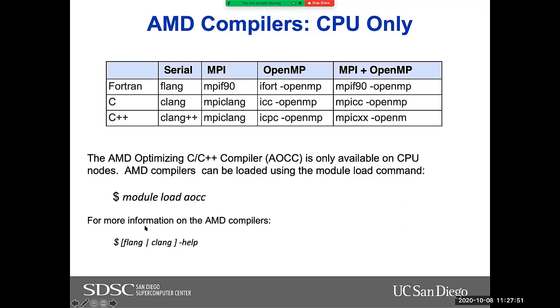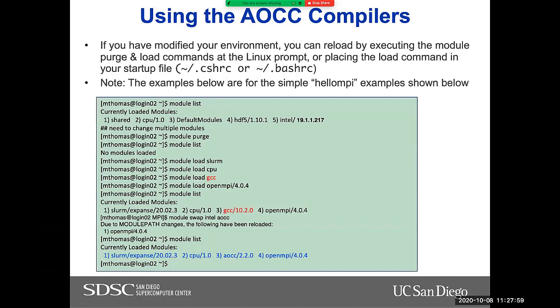So you can get compiler help, for example, for flang, clang, etc., using the help command. So using the AOCC compiler, in our help examples, we try to include examples of using all the different compilers. We have that at least for Hello World MPI. So you want to check your modules and see if you have what you need.